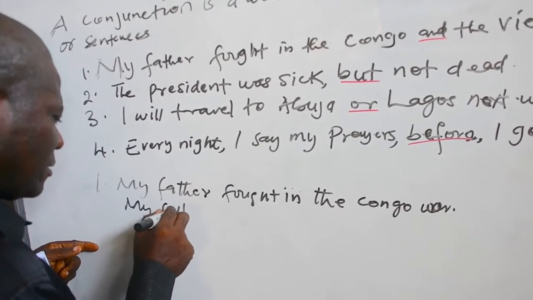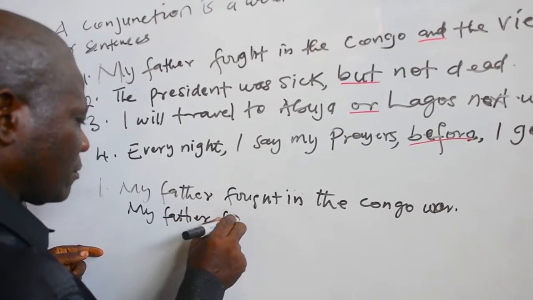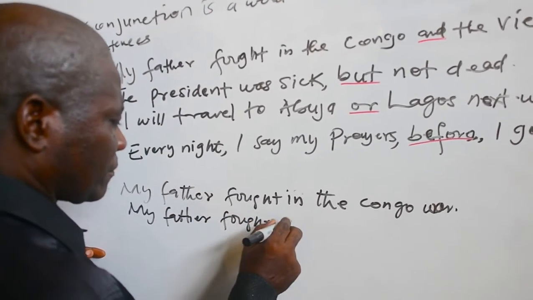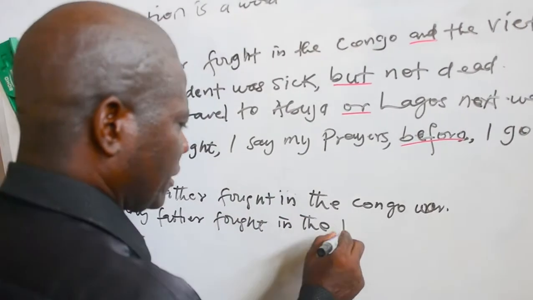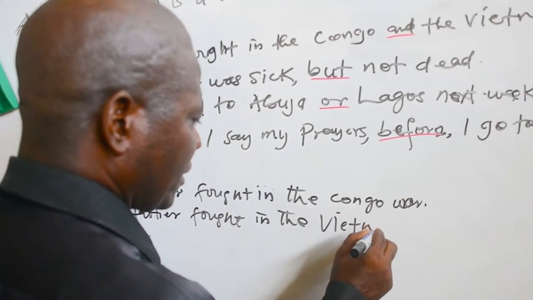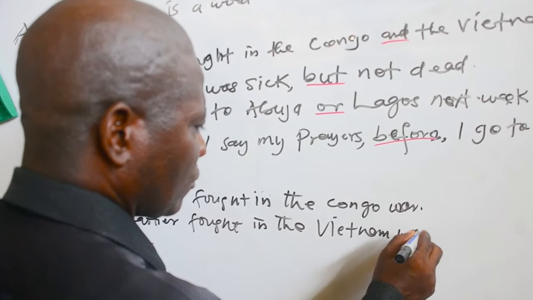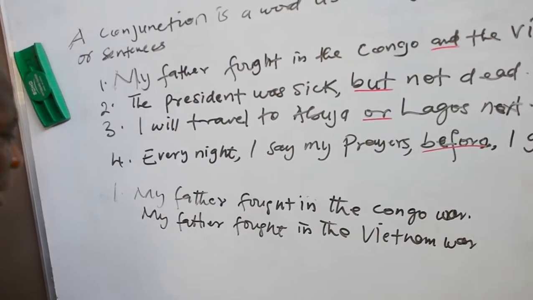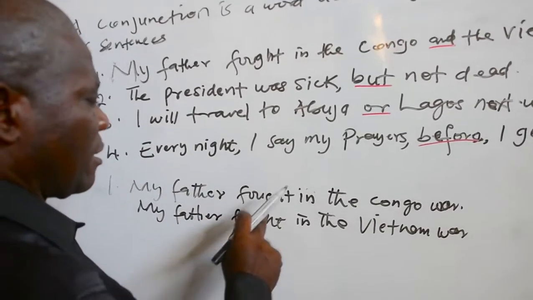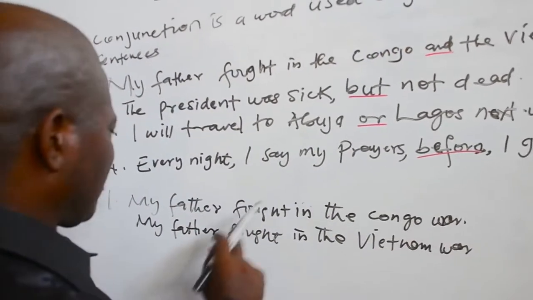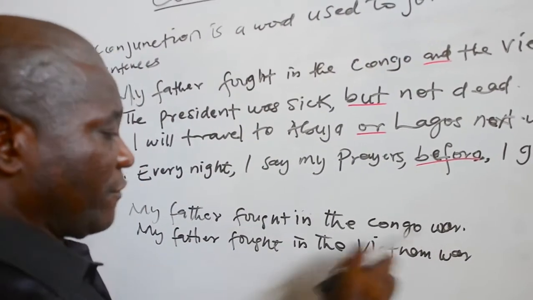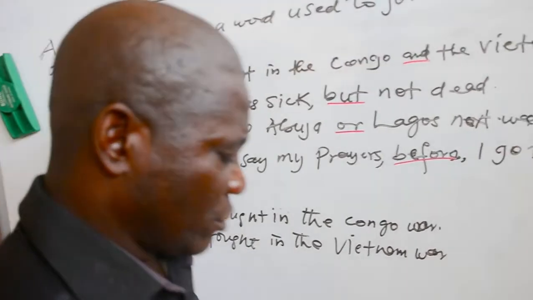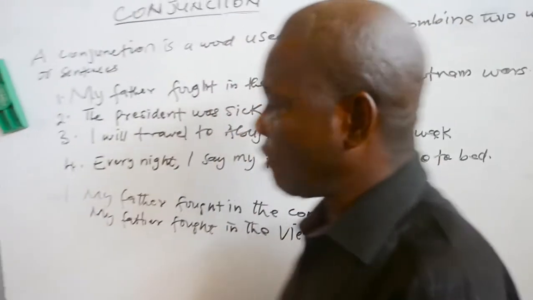My father fought in the Vietnam War. See, this should have been two sentences. Even if it was to be one sentence, it should have been: my father fought in the Congo War and my father fought in the Vietnam War. So you see something like unnecessary repetition of the same expressions.